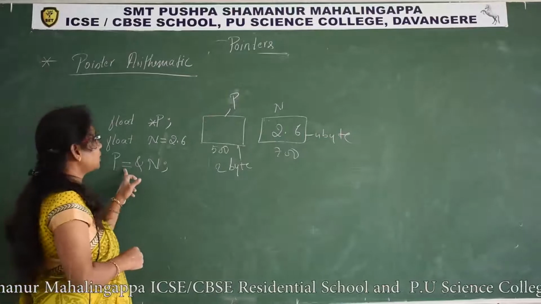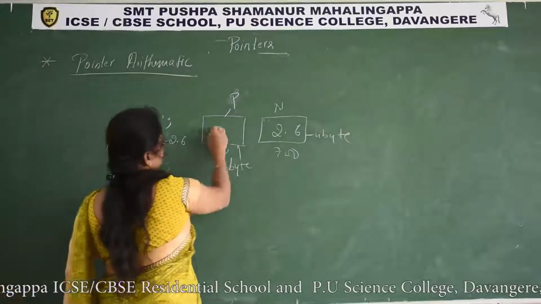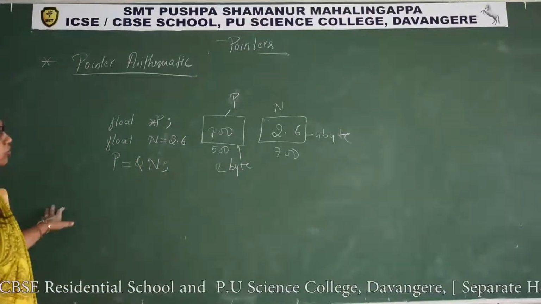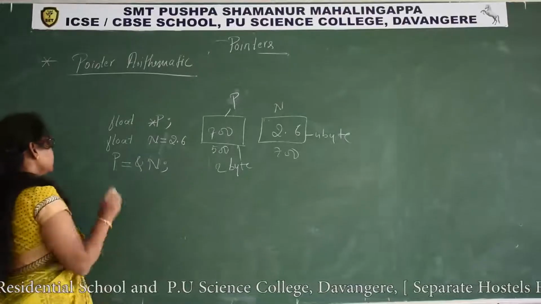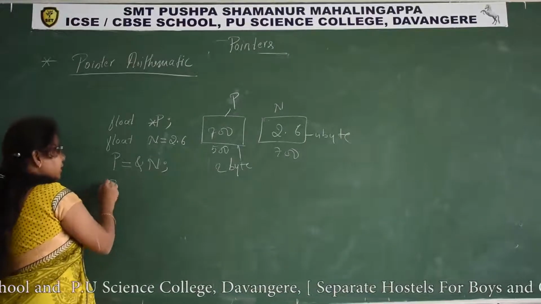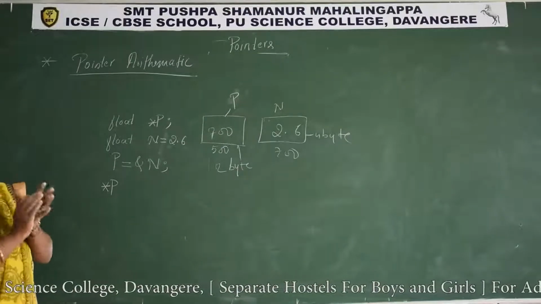Like this, p is equal to ampersand n. Then the address of n will be stored in p, 700. Now we can modify the content of n using p. I can write like this, star p. How to write the pointer which has to be equivalent to n?